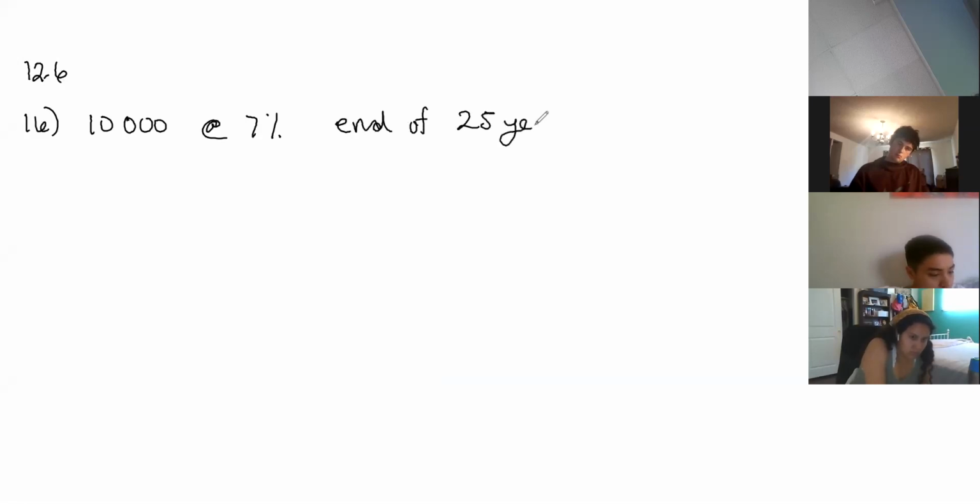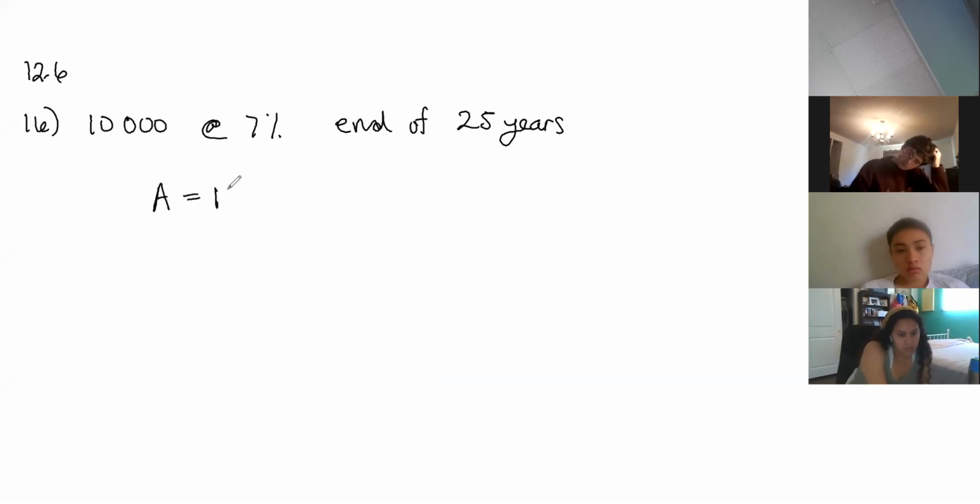And lastly is number 16. It reads, if $10,000 is invested at 7%, compounded continuously, how much is the investment worth at the end of 25 years? Okay, the key words there are compounded continuously. Is compounded continuously the longer formula?